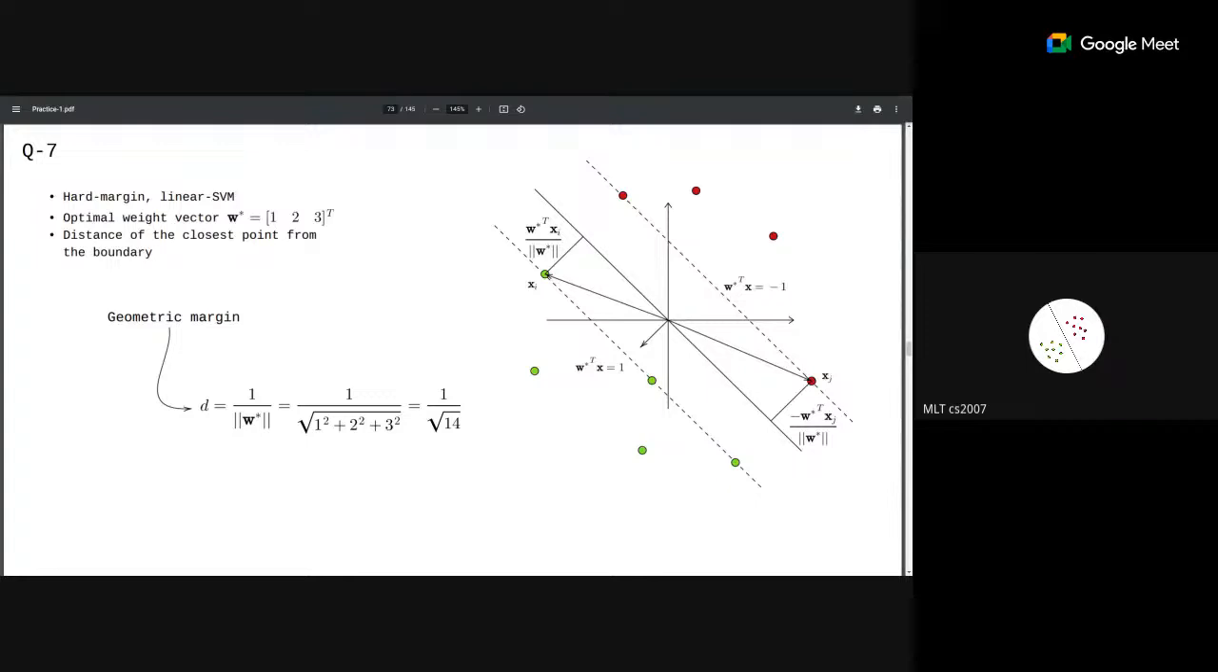No, not exactly. See, we'll come to soft margin. I think the next question is on... okay, two questions from now is on soft margin. We'll discuss this. But for a hard margin, this is the boundary. This is the margin.